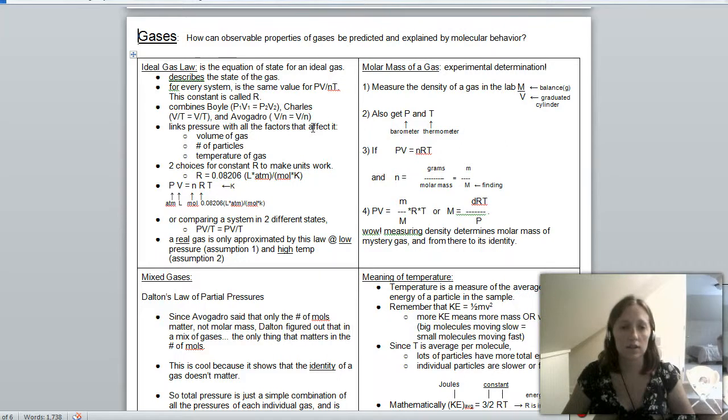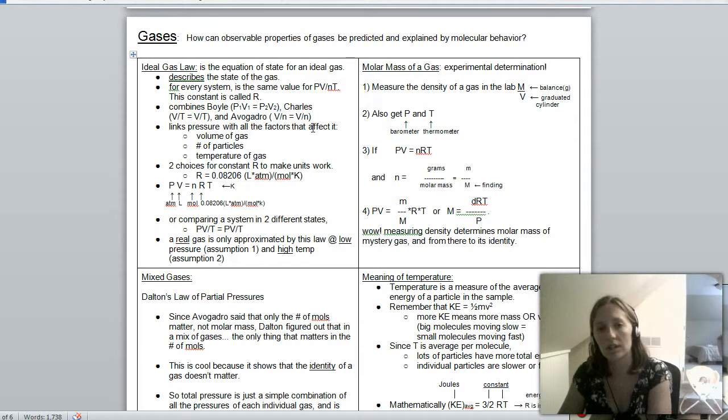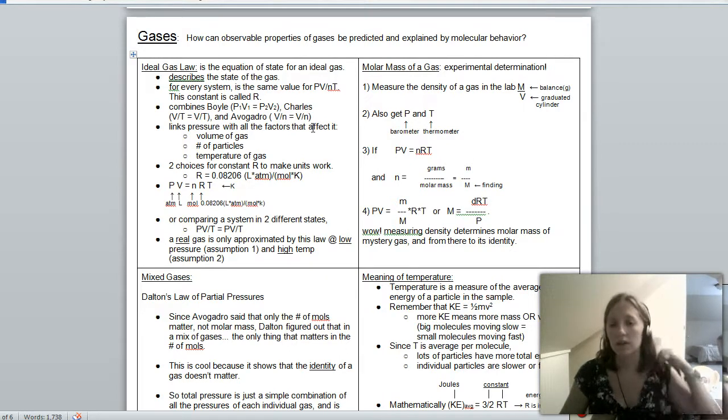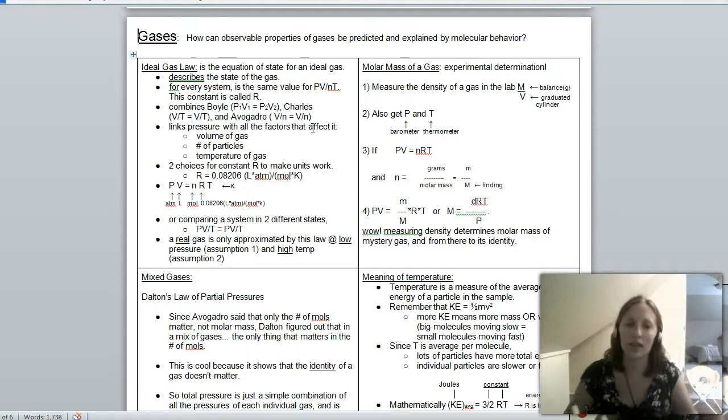All right, this is the gases lecture part 2 of 3, and we just talked about several gas laws, Boyle's law, Charles' law, and Avogadro's law, that were later combined to form the ideal gas law, which is PV equals nRT. So let's talk about the ideal gas law. The ideal gas law is the equation of state for an ideal gas in the sense that it describes what the gas is doing in its current state.